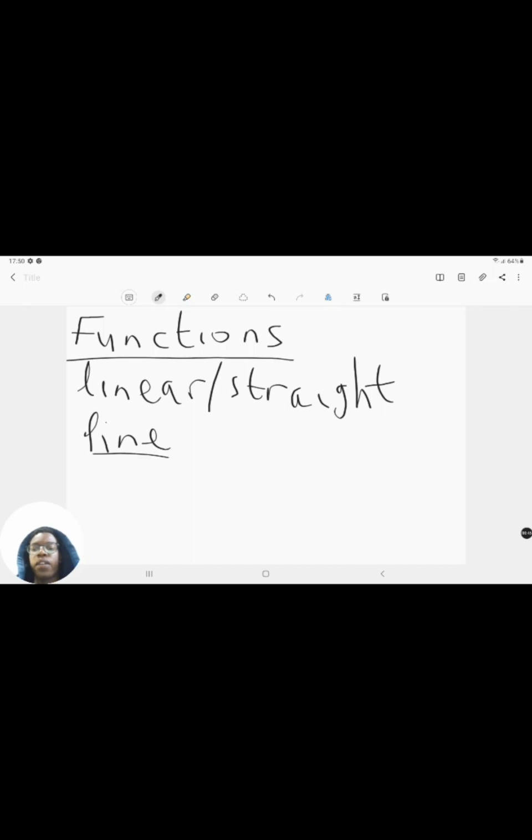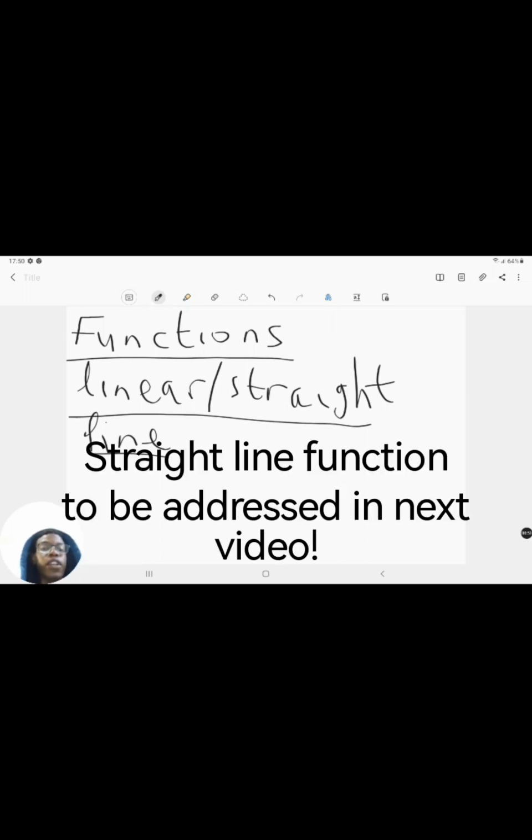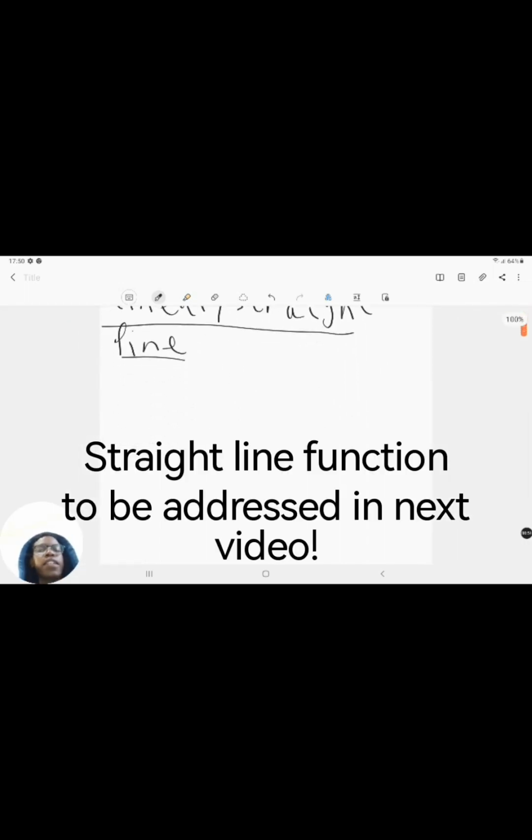Now, before we actually get to this specific function, firstly let us establish what makes a function a function. What is a function? A function is simply a description. So you've got a description here.